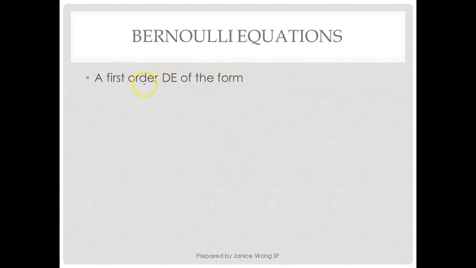A first-order differential equation of the form dy over dx plus p(x)y equals q(x)y to the power of n. Without y to the power of n, it is actually a linear first-order differential equation. But if we have on the right-hand side q(x) times y to the power of n, then this is called a Bernoulli equation.